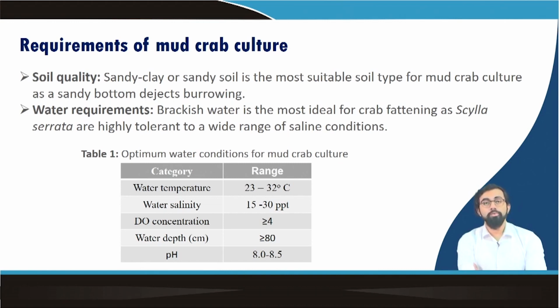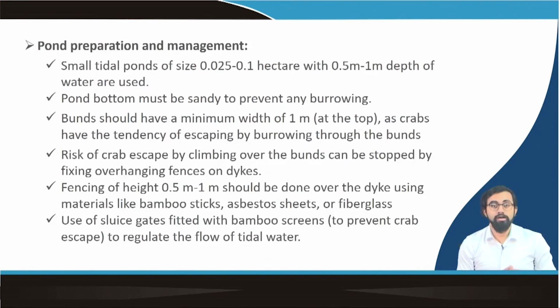Other than that, the water temperature has to be around 23 to 32 degrees Celsius. Water depth has to be more than 80 centimeter in general. The DO concentration, which is dissolved oxygen concentration, has to be more than 4 ppm for sure, 4 milligram per liter for sure. pH slightly basic range, 8 to 8.5 is perfect for them to grow.